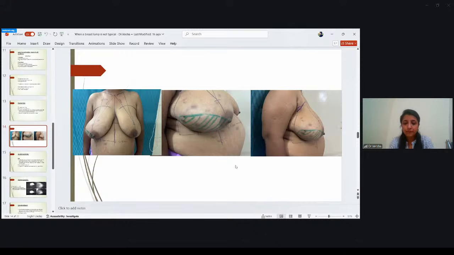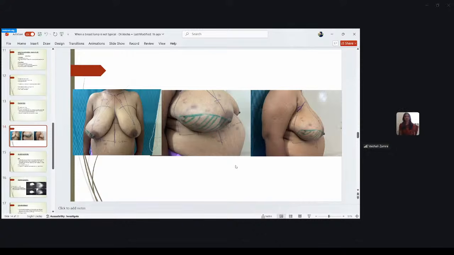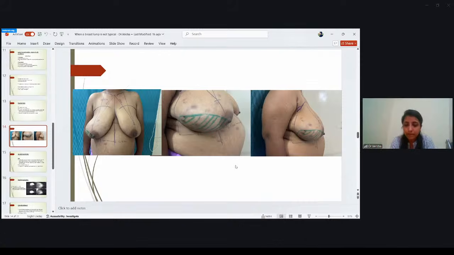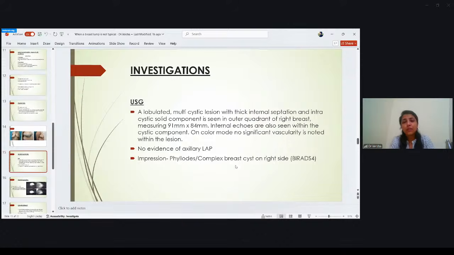Okay, sir. So please go ahead. How did you evaluate her? After this clinical examination part, we went ahead with the investigation part, that is radiological investigation. We advised ultrasound and mammography to this patient.